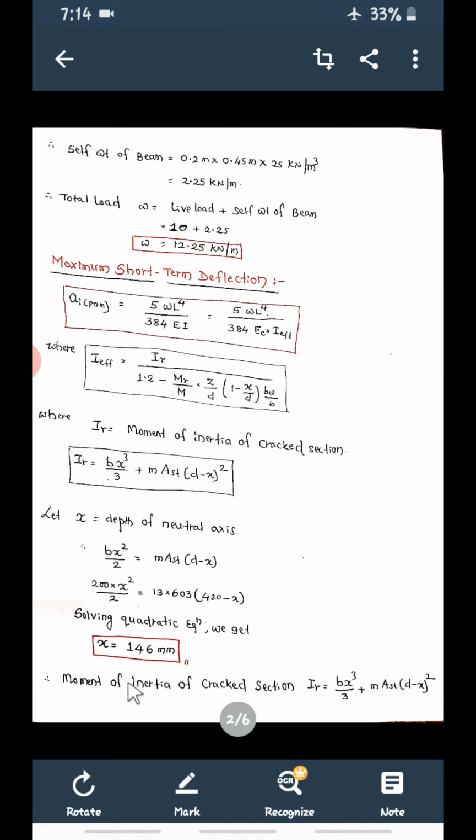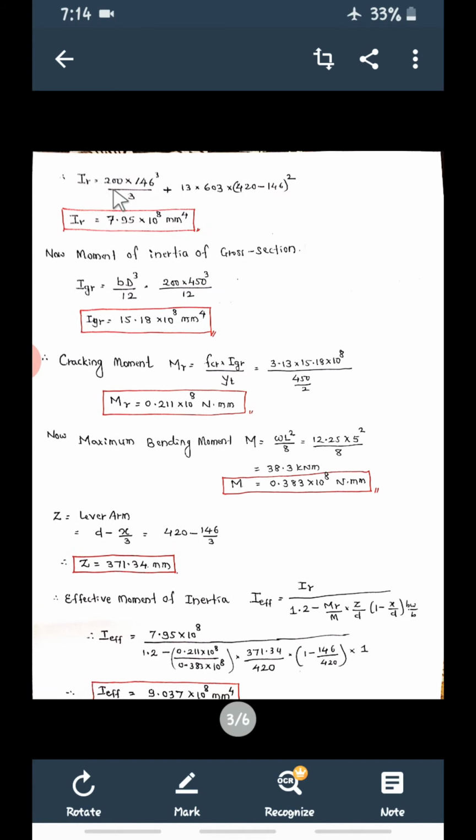Therefore, the moment of inertia of the cracked section IR is equal to Bx cube by 3 plus m AST (D minus X) square. Substitute the values: 200 into 146 cube divided by 3 plus m AST into (D minus X) whole square. We get the moment of inertia of cracked section IR equal to 7.95 into 10 raised to 8 mm raised to 4. The moment of inertia unit is mm raised to 4.